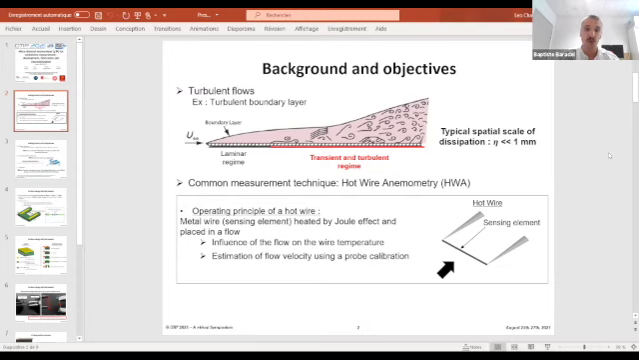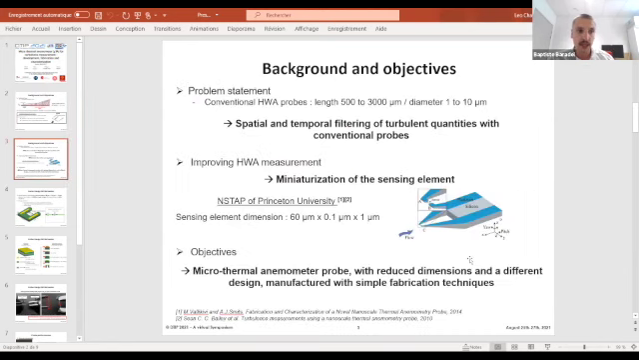The most common technique to measure velocity in this type of flow is hot-wire anemometry, as was presented this morning, but I will do it quickly once again. We have the sensing element, a metal wire that is heated by Joule effect and placed in the flow. The flow influences the wire temperature by forced convection, and through an appropriate probe calibration, we can estimate the flow velocity.